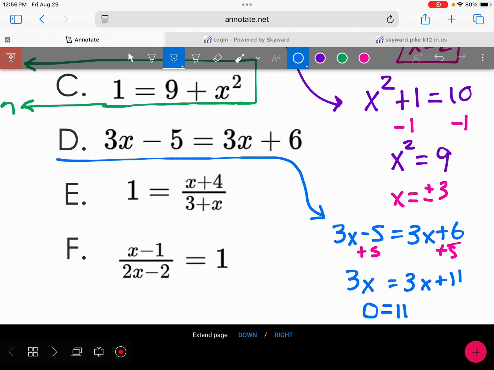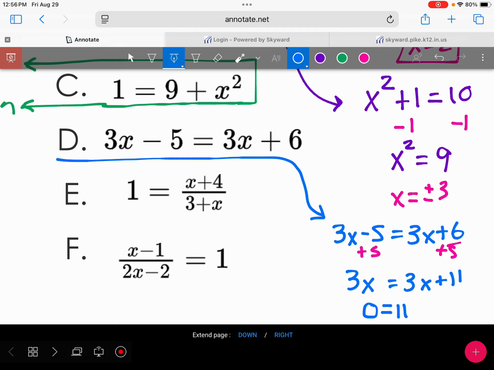Dividing would cancel it out here, too. Dividing by 3 won't cancel it out because technically that just gets rid of the 1 in front of it. We still have an x and an x. So we would want to get our x's on the same side.